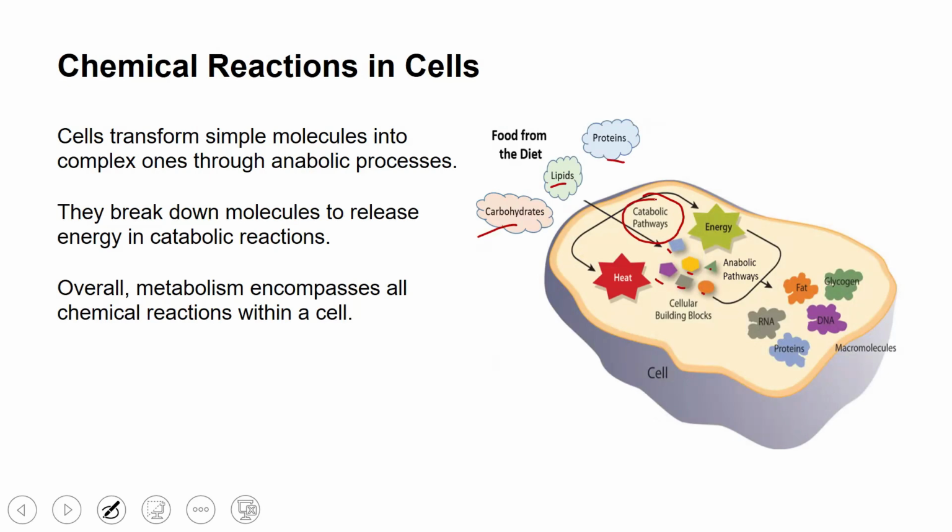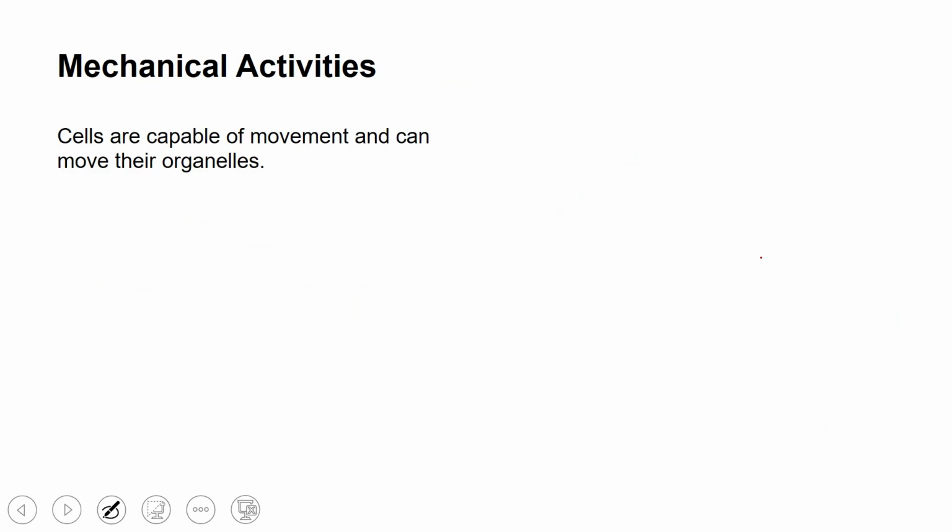And at the same time, as you can see from here, these smaller molecules join together to produce a larger one. Look at it, the smaller molecules plus ATP join together to produce a macromolecule, that is the larger one. And the process is called anabolic pathways. So what are the mechanical activities of a cell? Cells are capable of movement, and can move their organelles.